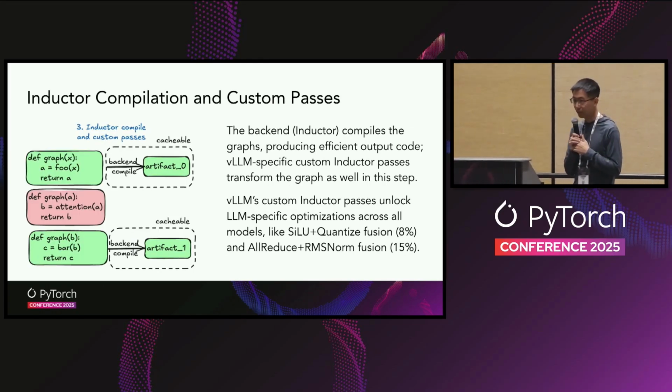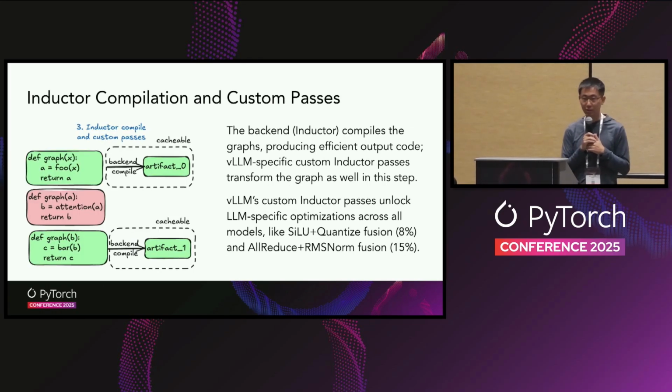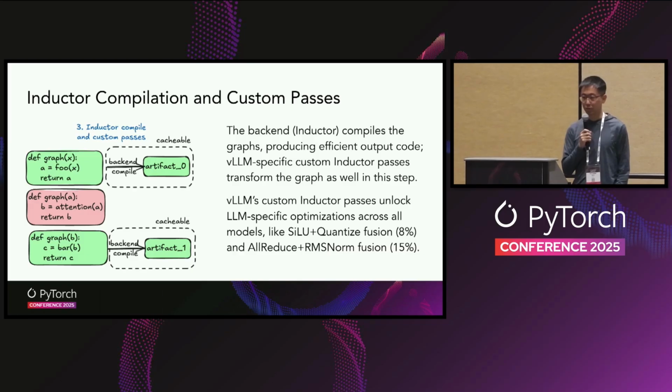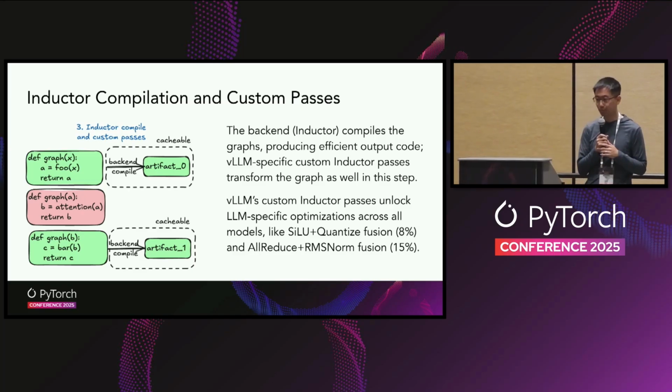Okay, so now that we have a bunch of split graphs, the next thing we do is we call Inductor to compile the graphs. Inductor will just take the graph. Maybe the graph has the RMS norm or the rope operation in it, and it will just generate an artifact that has fused kernels for them.